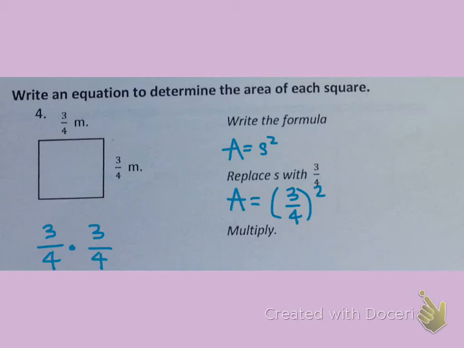And as I look at the diagonal pairs, I see I cannot cross simplify. So I'm just going to multiply straight across. Numerator times numerator, denominator times denominator, and I get 9/16. So the area of the square is 9/16 meters squared.